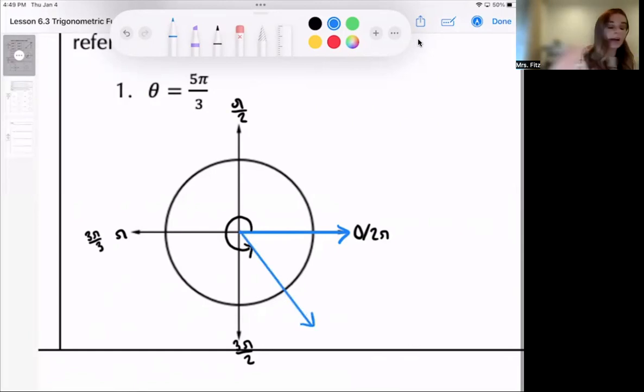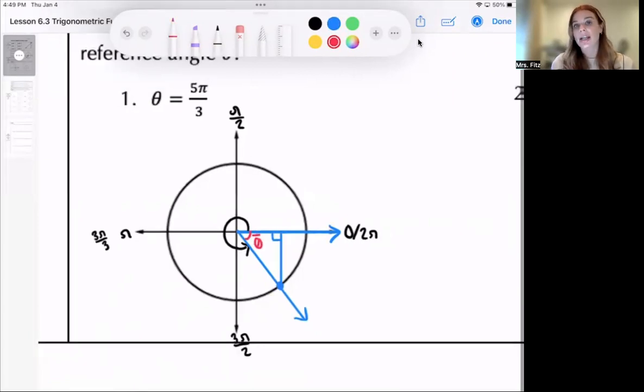So we can go ahead and draw that in. And then now what we can do is where the terminal side intersects the circle, we can drop a perpendicular line. And notice we now have this little reference triangle and our little reference angle, theta with a little hat. Well, we want to actually calculate what the value of that theta reference angle is. Well, okay, to go all the way around the unit circle would be 2 pi, right? But we went 5 pi over 3, and I want to know what's left, right, to get to 2 pi.